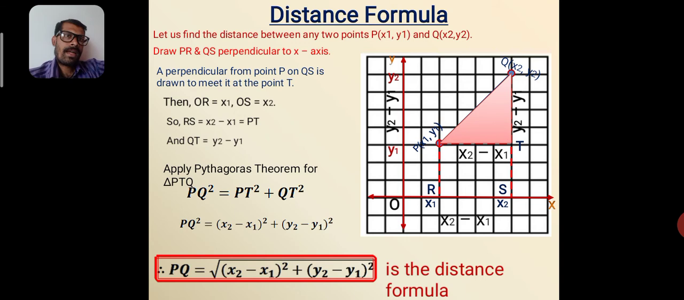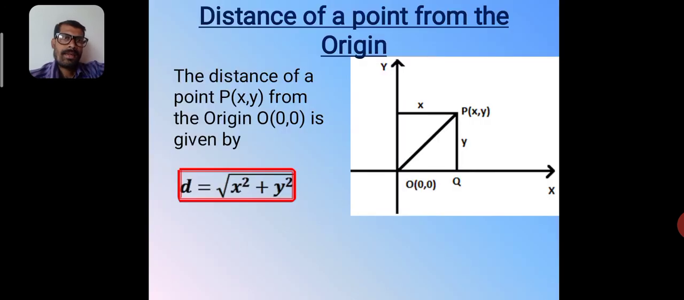So if the line originates from the origin, what happens, you see? Then the x ordinate and the y ordinate of one point become 0. The distance of a point from the origin means the line starts from the origin (0, 0). Then the distance of the point P(x, y) from the origin (0, 0) is given by d is equal to the square root of x square plus y square.